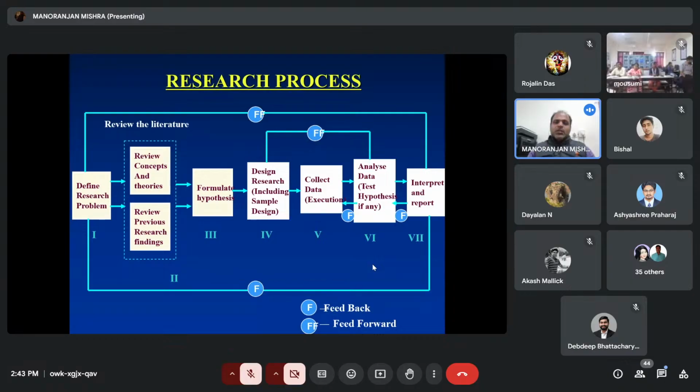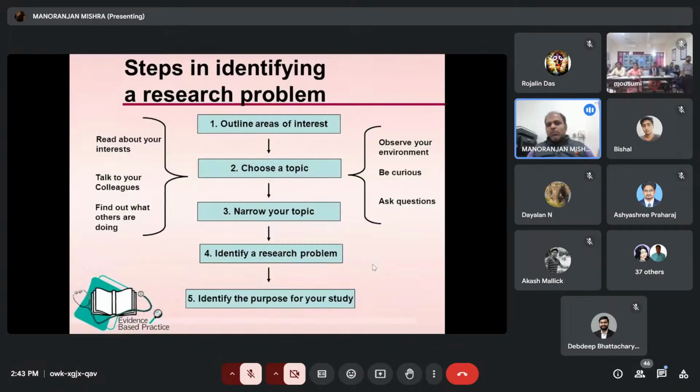I have already told you about the research problem. There are many steps to identify a research problem: outline an area of interest, choose a topic, narrow your topic, identify the research problem. It is all about going through the literature. Before I identify my research problem, as a very new researcher, I can go for a scoping review, meaning what the scope of this particular research problem is around the world.